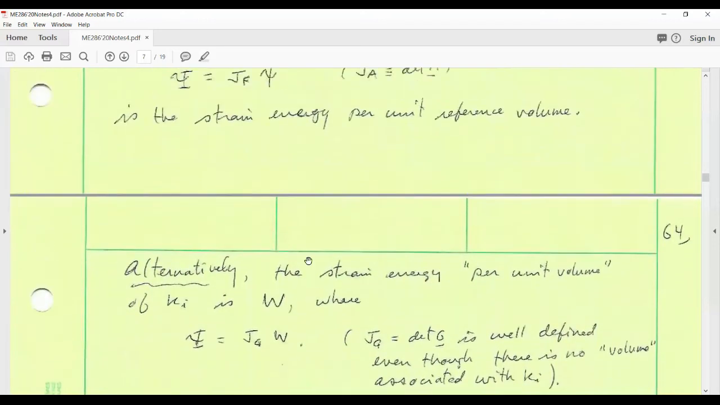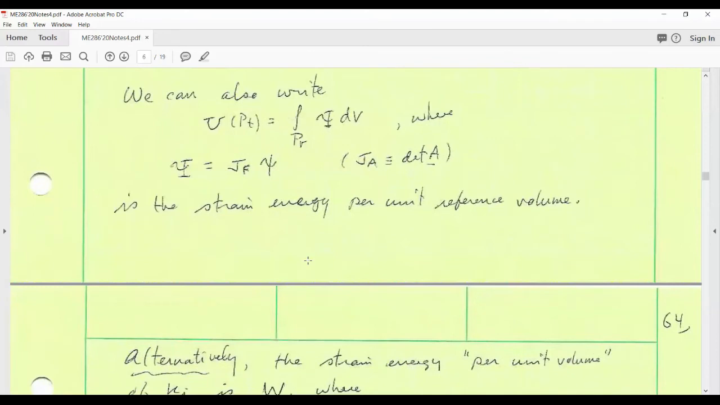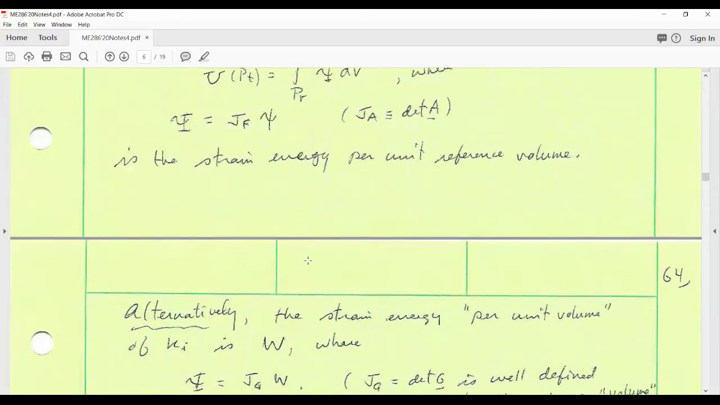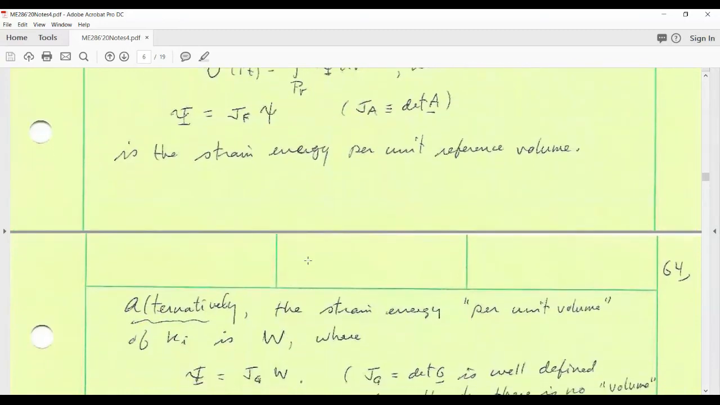Well, having done that, why don't I make a definition of a strain energy per unit intermediate volume? Instead of going from the current to the reference, why don't I go from the current to the intermediate? The problem there, of course, is there is no intermediate volume in our Euclidean space. The intermediate state is a cloud of dust in a Euclidean space, and there's no volume associated with that. We cannot define a volume in that space, right?